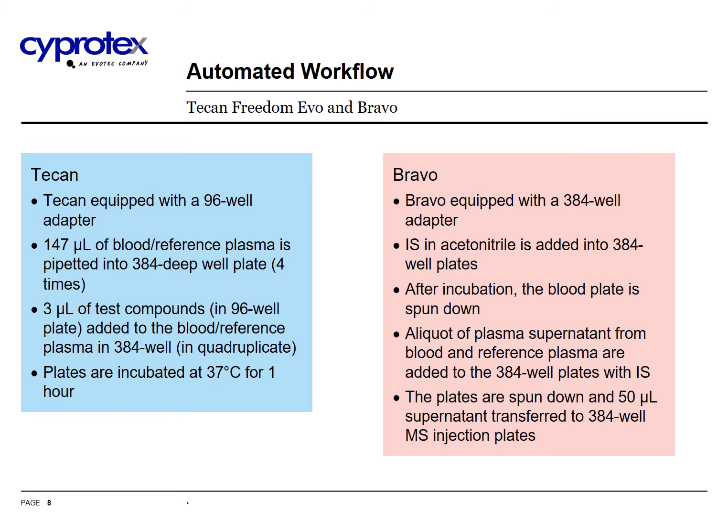Using Bravo, acetonitrile containing internal standard is added to 384 well plates. Aliquot of plasma supernatant from centrifuged blood samples and aliquot from reference plasma samples are added to 384 well plates containing pre-added acetonitrile with internal standard. 384 deep well plate makes it easy to collect plasma fraction from whole blood samples post-incubation.